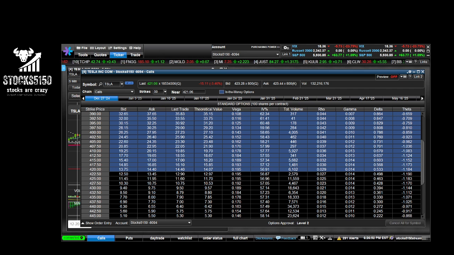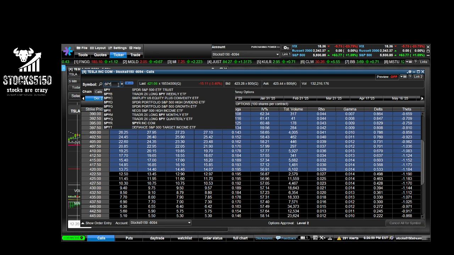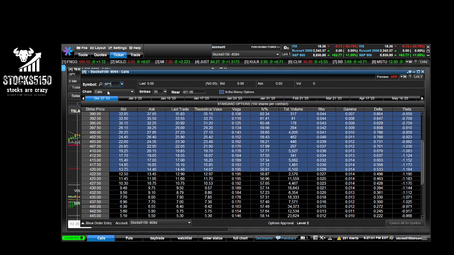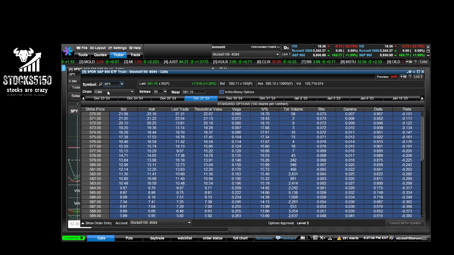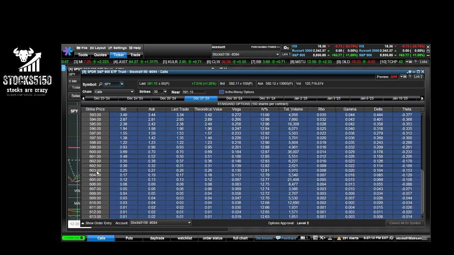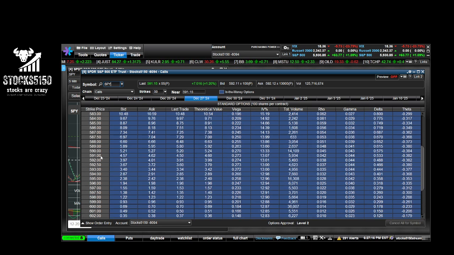If I change this to something like SPY, this is the S&P 500, okay, it loads up. That price is sitting at $5.91. That's the last trade. And the implied volatility for $5.91, you see, it is 13. You see the difference in these though? These are down in the teens.